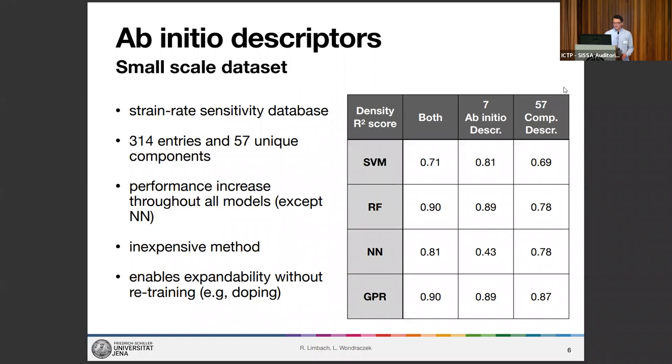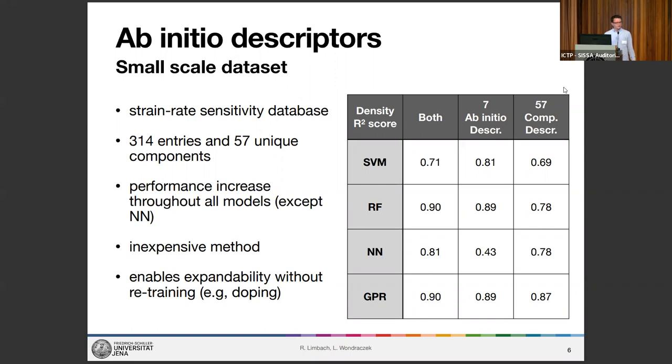And we could show that we got at least a bit of a performance increase throughout our models, with the exception of the neural networks, because we believe that only 7 ab initio descriptors and only 340 entries is not flexible enough for this type of machine learning model. But since this is a very inexpensive method, once you have obtained all your DFT calculations, you can always give it a shot as an experimentalist.